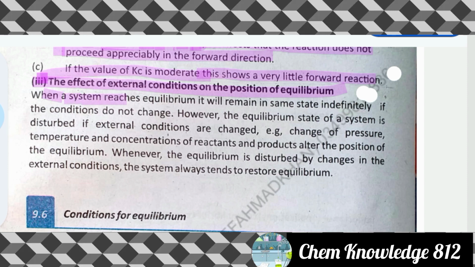When a system reaches equilibrium, it will remain in the same state indefinitely. If the conditions don't change, however, the equilibrium state of a system is disturbed. If the external conditions are changed, a change of pressure, temperature, and concentration of the reactant or product alters the position of the equilibrium. Whenever the equilibrium is disturbed by a change in the external condition, the system always tends to restore equilibrium.